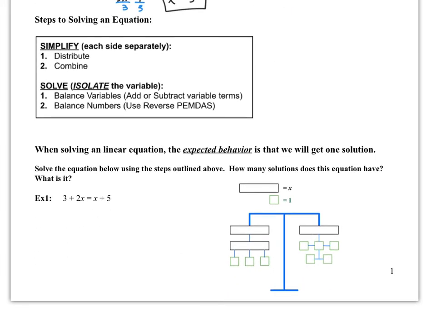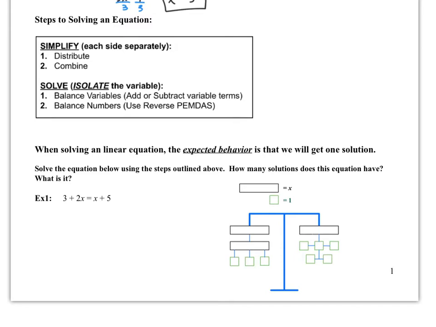So recall these steps when we're solving, especially with the variables on both sides. We're first going to simplify, distribute, or combine. Then we're going to balance our variables, and then we're going to balance our numbers. So here's our first example with variables on both sides: 3 plus 2x equals x plus 5.